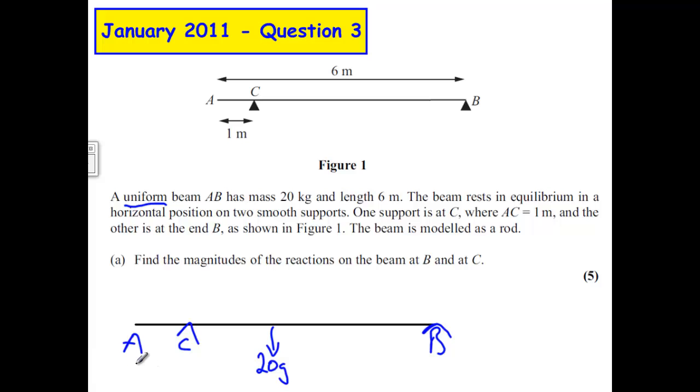And it tells us that AC, this distance here, is equal to 1 meter. The other end is at B as shown in figure 1. And the beam is modelled as a rod. We have to find the magnitudes of the reactions of the beam at B and C.